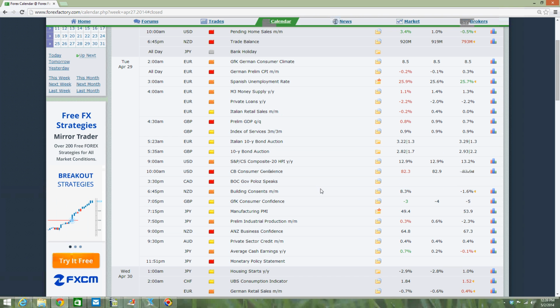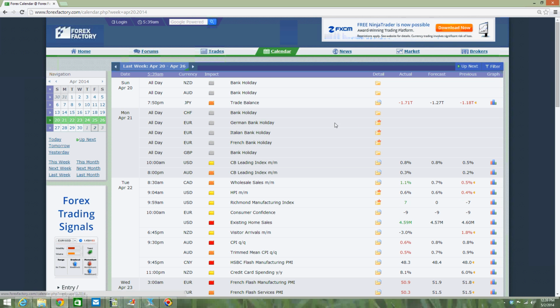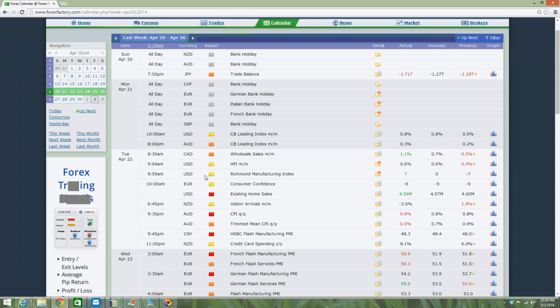Let's try to go a bit back in time. In the economic calendar here, if you click on this week, and then on this arrow to the left side, you go back in time, and let's try to find some other CPI releases. If you go back to last week, for example, on April 22nd, we had the CPI quarter over quarter. Q/Q means quarter over quarter.